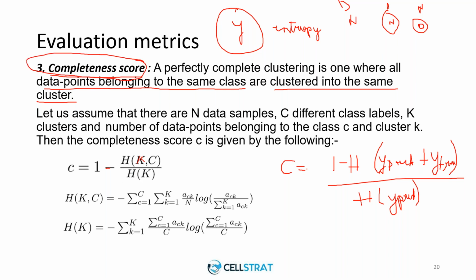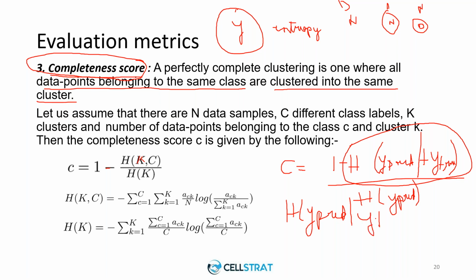So you can calculate that using the entropy function. It is given by 1 minus H of y pred given y true, divided by H of y pred. This is known as conditional entropy, like conditional probability. It's called conditional entropy, where you are calculating the entropy of y predicted given y true, where you have a label.